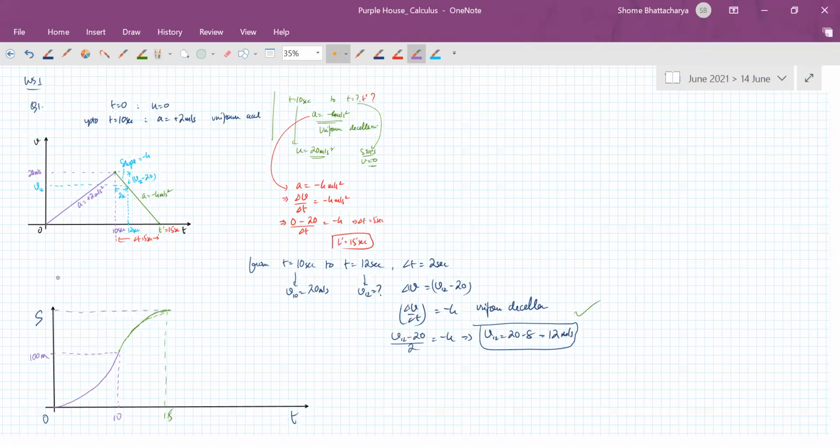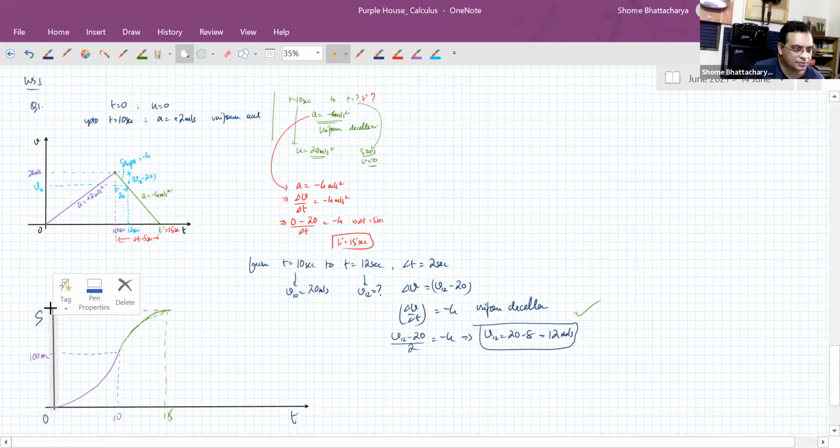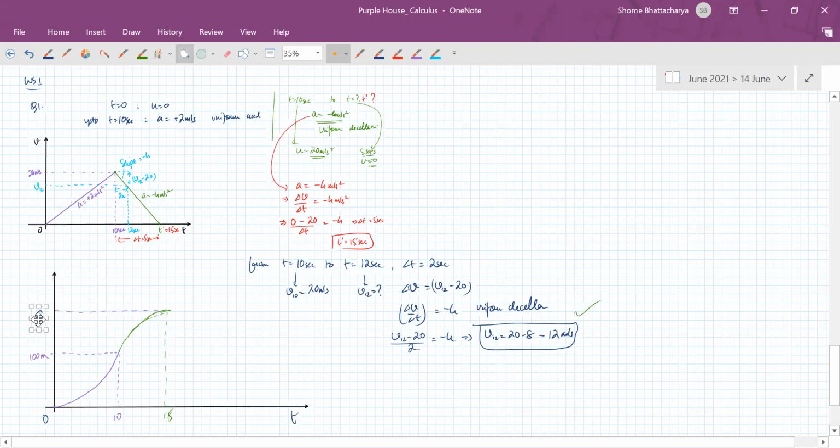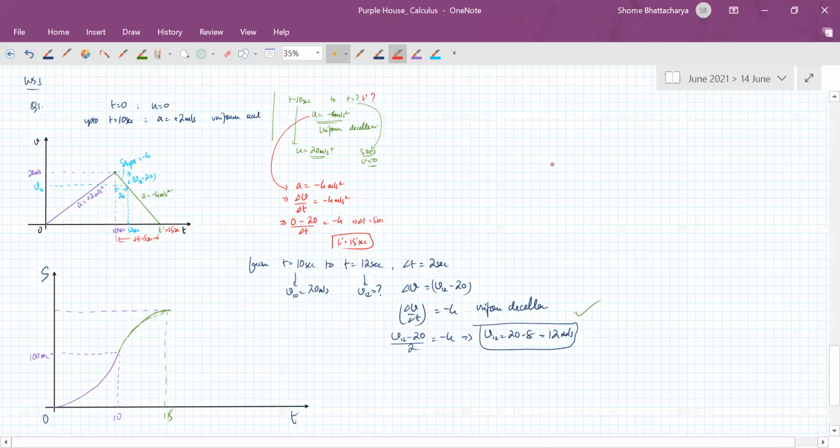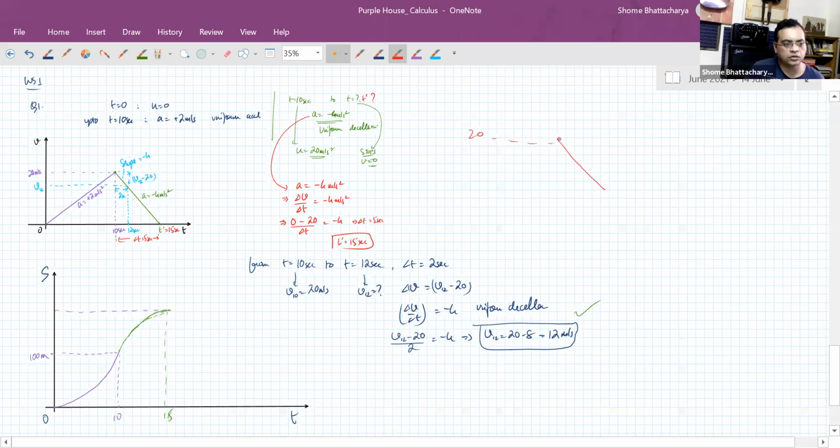Sir, in the first graph, why did you take 5 seconds? Why did we take the time as 5 seconds? Yes, sir, for the second part. No, sir, for the first part, you said. The other half of the graph, the time is 5 seconds. See, the other half of the graph is like this. The velocity is changing from 20 to 0 in how much time?